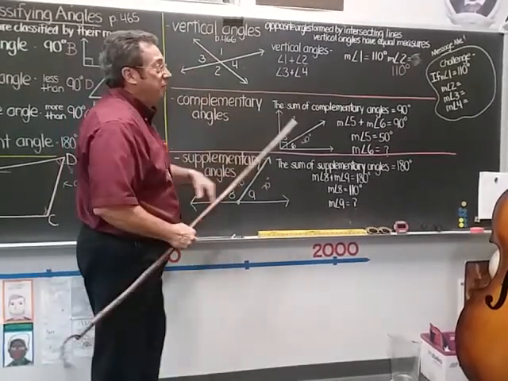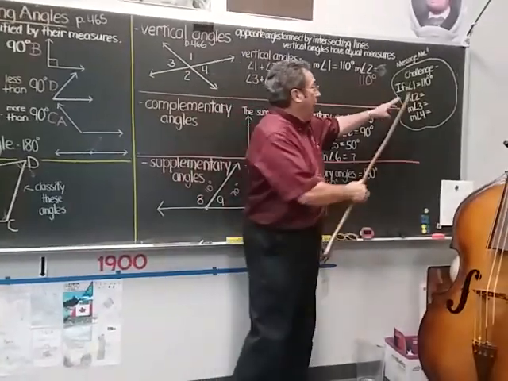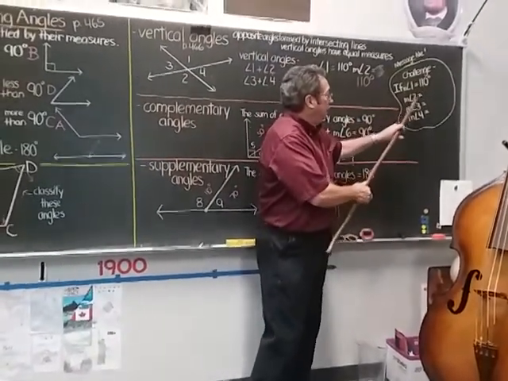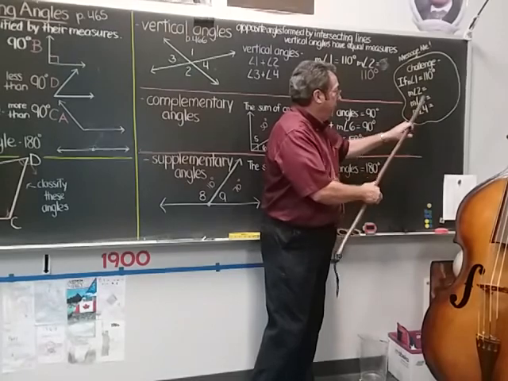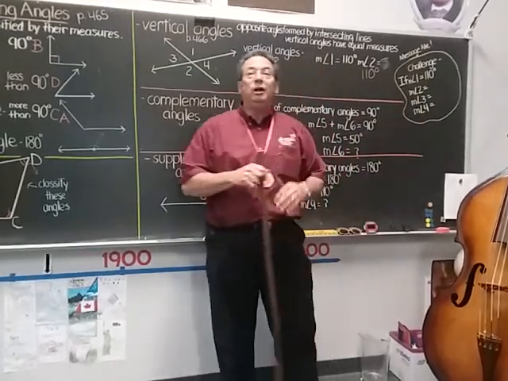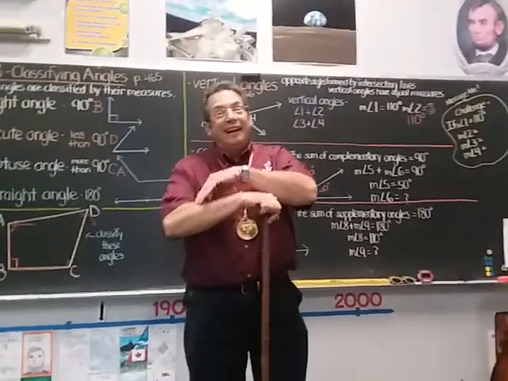Will you message me what you found out? And here's how you will write it. If angle 1 equals 110, put measure of angle 2 equals measure of angle 3 equals measure of angle 4 equals. I'd love to see how many of you can figure that out.